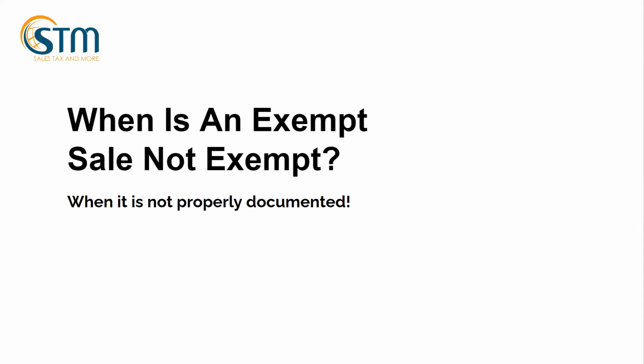All right, so when is an exempt sale not exempt? When it's not properly documented. Very, very important. If you don't have the documentation to prove the exemption, the presumption is that all sales are taxable unless there's some sort of an exemption. And when we're talking about tangible personal property, if you don't have the documentation to prove that exemption, then the state is going to treat it as a taxable sale.